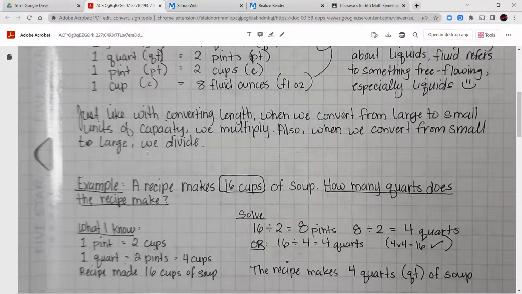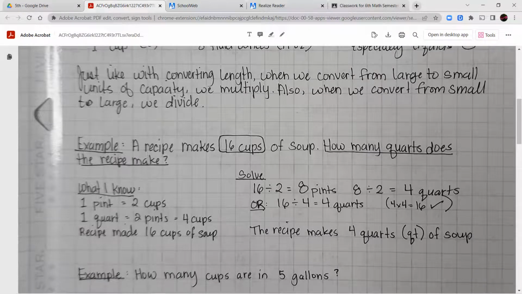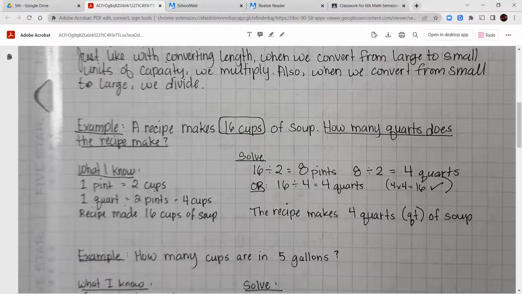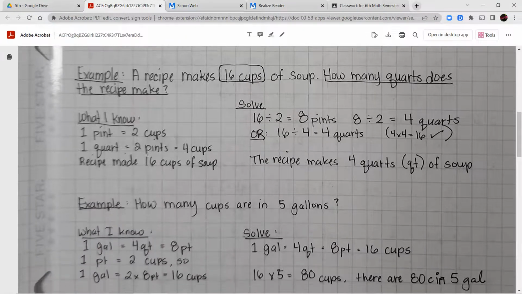Now, just like with converting units of length, when we convert from large to small units of capacity, we multiply, and when we convert from small to large units, we divide. Let's take a look at an example. It says a recipe makes 16 cups of soup. How many quarts does the recipe make?